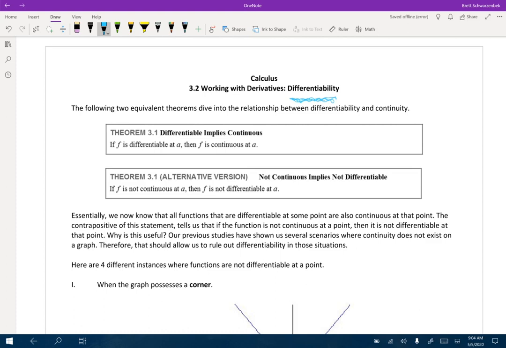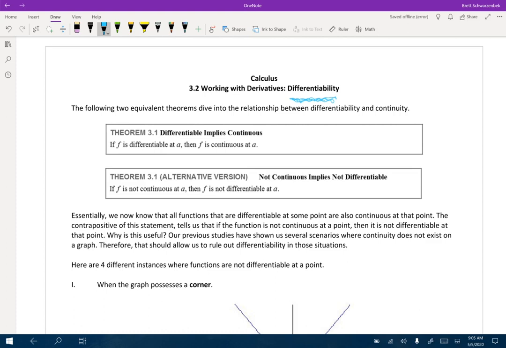So differentiability is essentially the ability to take a derivative of a function. So if it's differentiable, a derivative can be found. If it's not differentiable, it cannot be found. So yes, there are some functions that you cannot find a derivative for, and this is important, and we're going to talk about the lack of differentiability in this section.